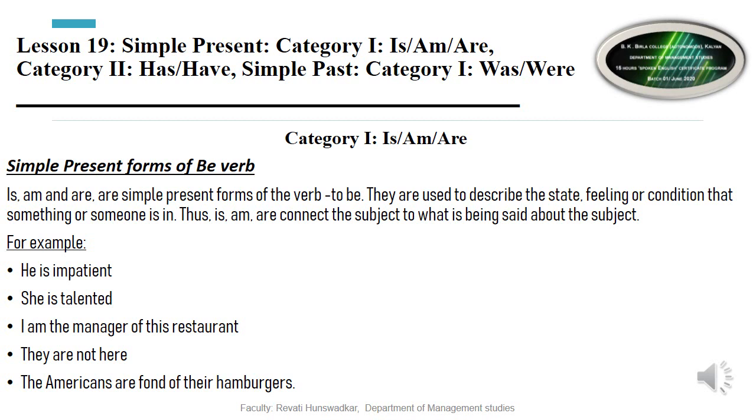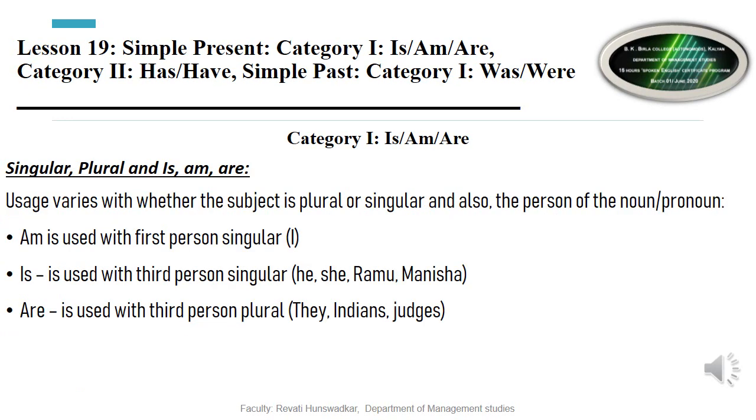So these are some examples of category 1, is, am, and are. Let's continue with the singular, plural, and is, am, and are. As I said, the example of singular and plural. Let's see. It varies with whether the subject is plural or singular, and also the person of the noun or pronoun.